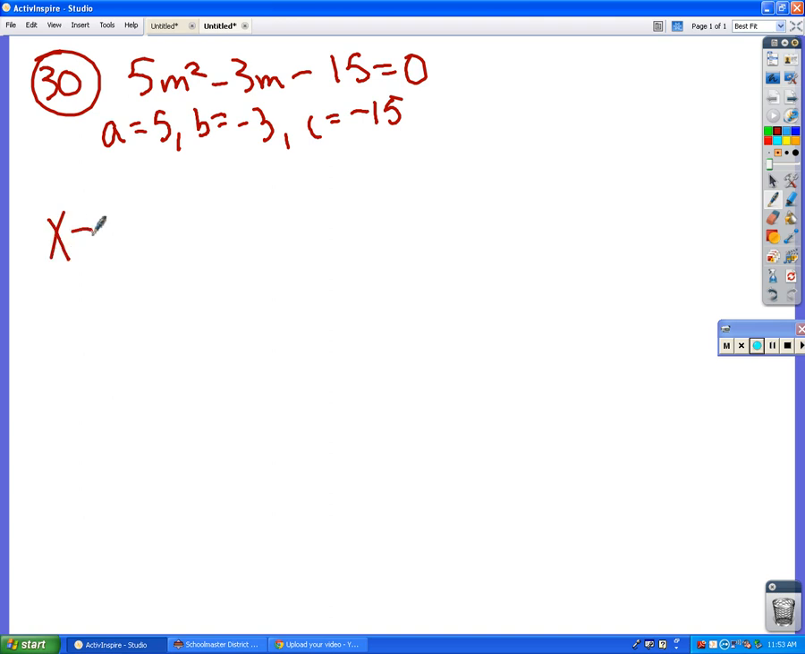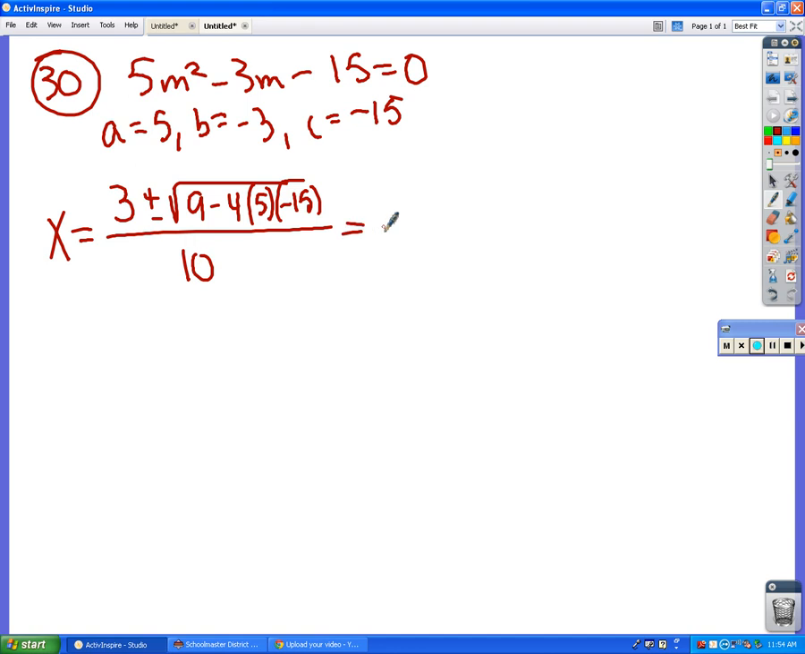So, opposite of b? 3. 3 plus or minus square root of b squared. Squared, not times 2. 9. Minus 4 times a, which is 5, times c, which is negative 15. All over, the whole thing over 2 times a, which is 10. Did I do anything crazy or really confusing or weird? Okay. So now I just need to simplify the square root. So what is 9 minus 4 times 5 times negative 15?